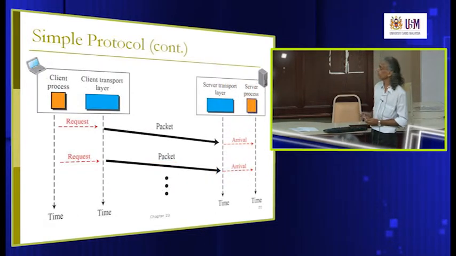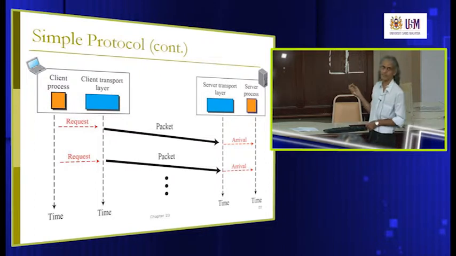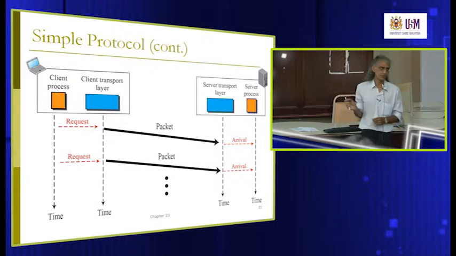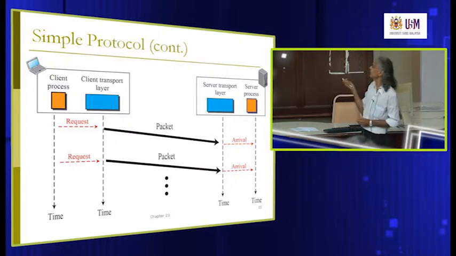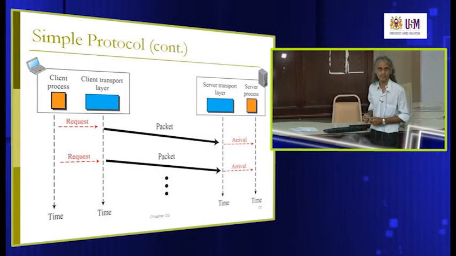So if you put it in a diagram, the process will pass the data to the transport layer. Transport layer will just output the packet and send it. Whether the packet arrived there safely, we do not know. Whether it arrived or not, nobody knows. We don't check. Whether you are sending data too fast, we don't care. Whether the server is ready to receive, we don't care. We just send out the data. That's very simple, so the mechanism of it is very, very simple to implement.